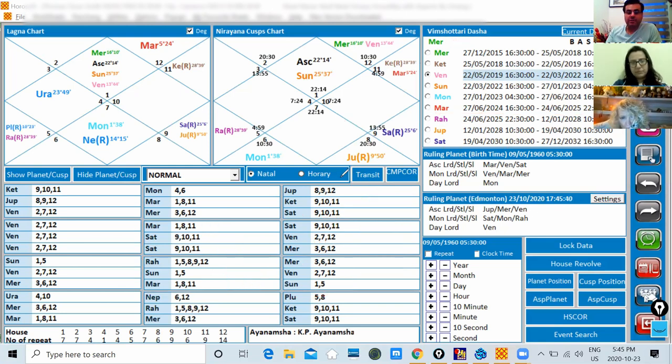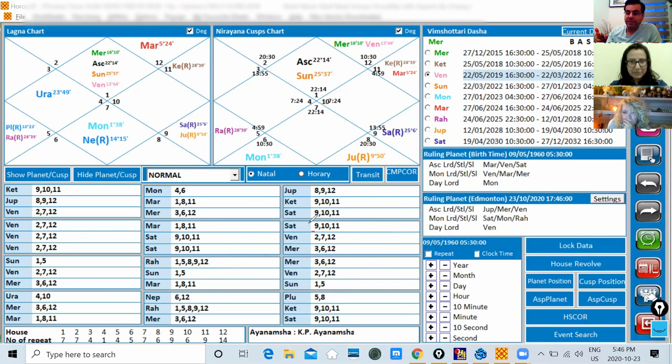So understand this. Only see those houses which are in the context of the question. I know there are many, 9 is there, 12 is there, many other houses might be there, but you have to focus on the houses which are in the context of the question. Question is not about the marriage.